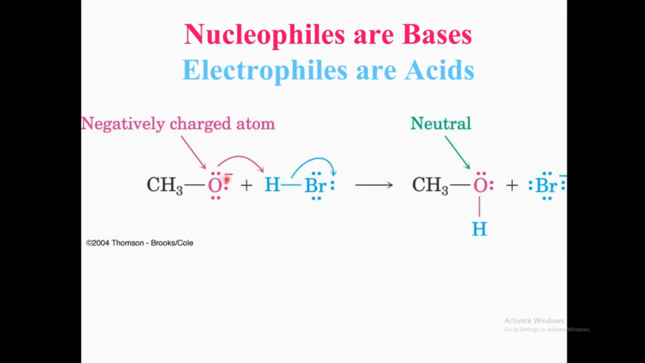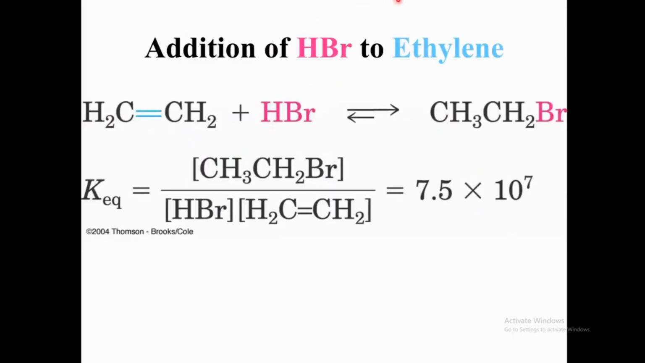So oxygen having a negative charge will act as a nucleophile. In HBr, because of the electronegativity difference, Br contains a partial negative charge and hydrogen contains a partial positive charge. So the bond breaks in HBr and Br gets the negative charge. The molecule is neutral, that is methanol. Addition of HBr to ethylene is also an addition reaction. The alkene's pi bond attacks the HBr, picks up the proton first, and then bromine attacks the carbon to give you ethyl bromide.